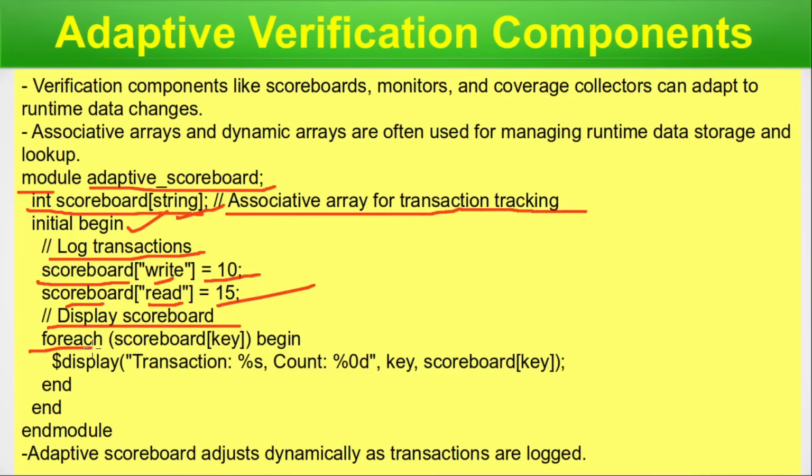We run a foreach loop on each of the keys of the scoreboard hash, or hash table. Then we use a print statement, that is $display, and here we use printf-like syntax to print all the things. We end the foreach here, then we end the initial block and we end the module.